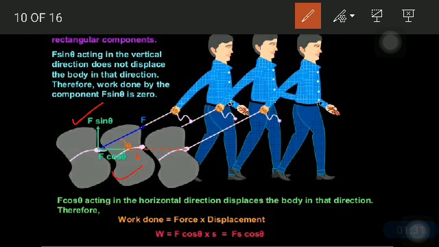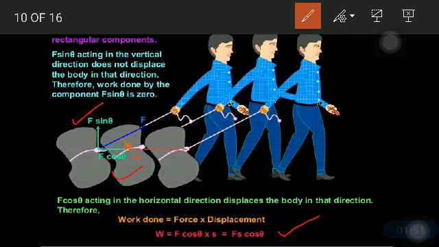F cos theta acting in the horizontal direction displaces the body in that direction. Therefore, work done by F cos theta is equal to force into displacement, or W equals F cos theta into S, or in simplified manner, W equals Fs cos theta.